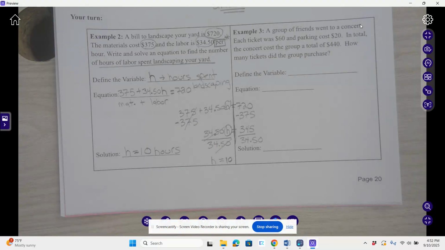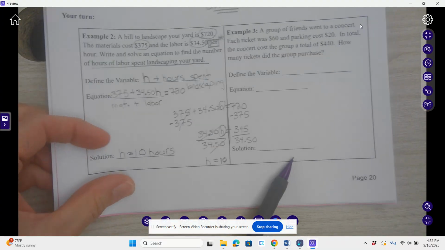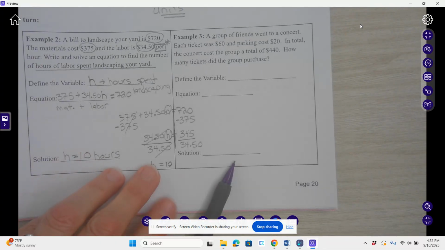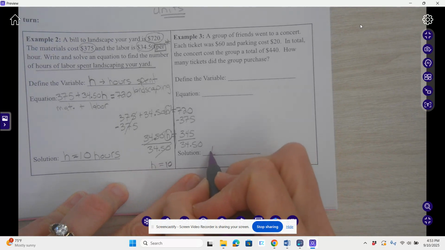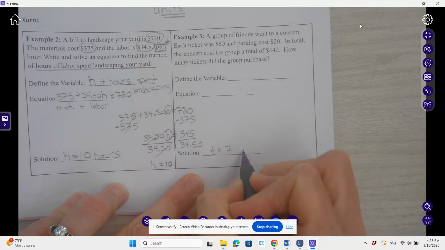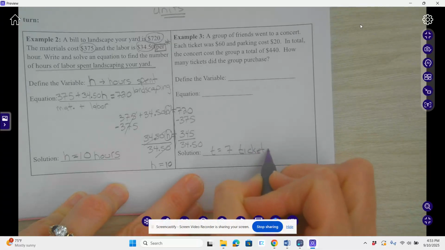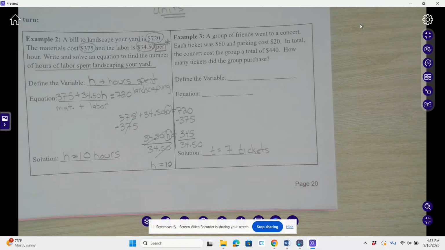So what I would like you to do now is to do example 3. I'm going to put the answer here. This is just for you to check your work. So it is 7 tickets. So I want you to solve it on your own. This is how you will know if you got it right.